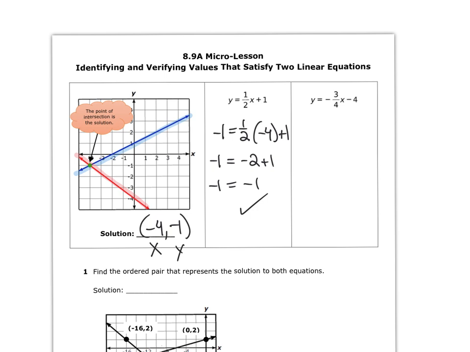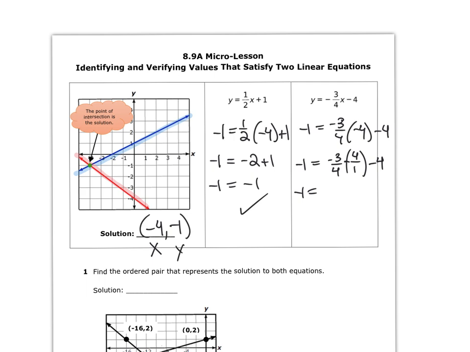Now let's substitute -4, -1 into the other equation. So y is -1, and then I have -3/4 times -4 minus 4. Okay, so for this one, I'm going to remember that whenever a number is an integer or a whole number, I could write 1 as my denominator. So this is -3/4 times -4 over 1. -4 can be rewritten as -4 over 1. Whenever you don't have the denominator written explicitly, you can rewrite that as a fraction with the denominator of 1.